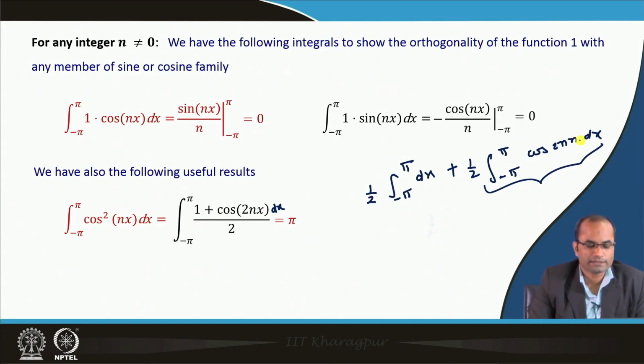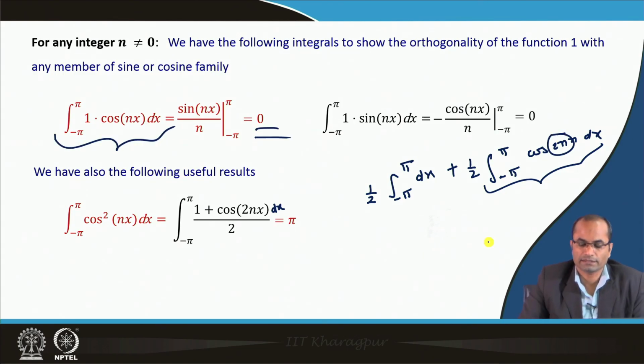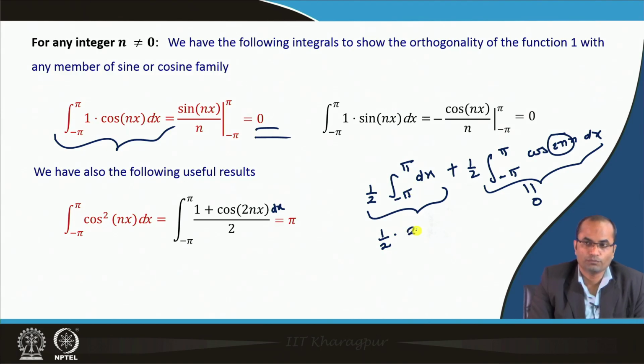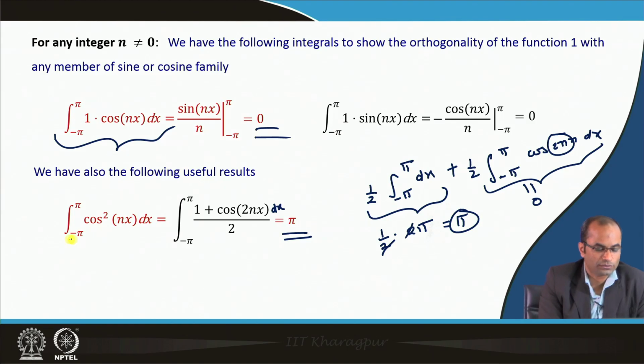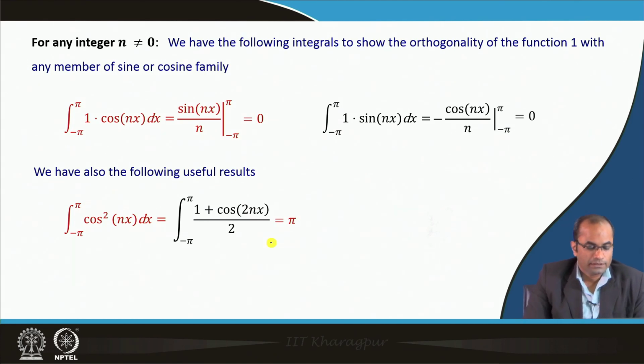So, this cos 2nx dx, we have just seen above that this is going to be 0 with any number nx there. So, this integral is 0, whereas the first one gives half and this is 2 pi. So, we get the value pi there. So, cos square nx dx is equal to pi. So, when we take the same member of the family, then the value is pi.